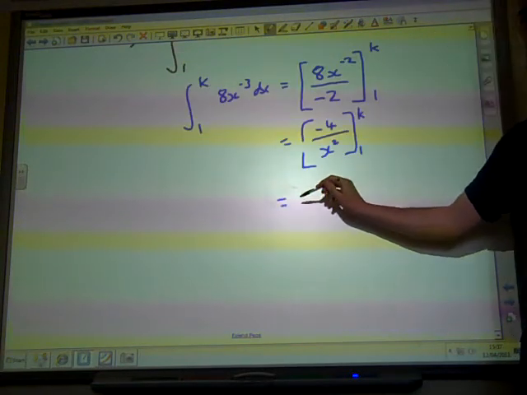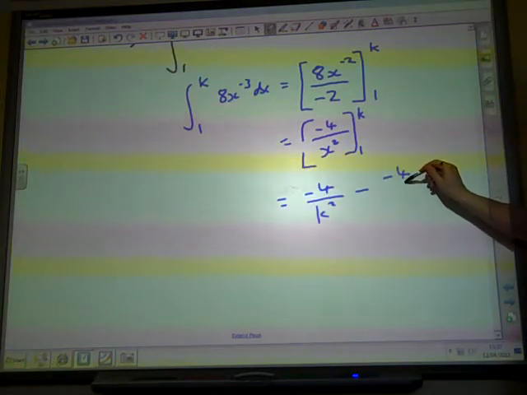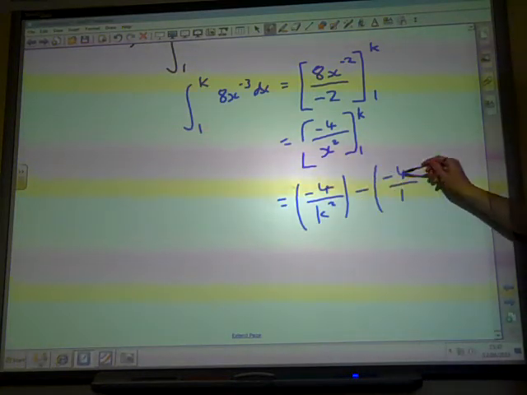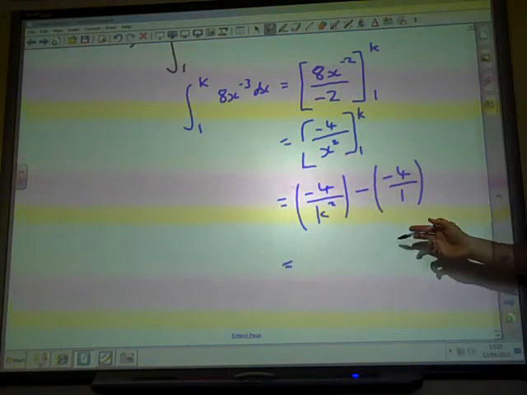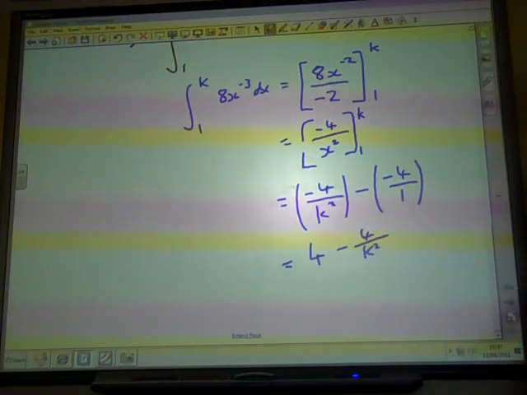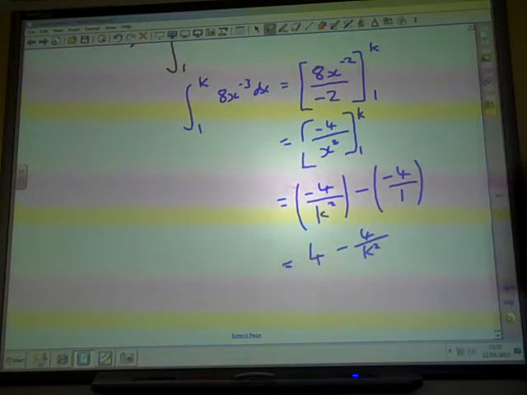And if we sub in those values, that's minus 4 over k squared, take away minus 4 over 1. I would like to tidy that up. I've got a minus 4 over 1, which is just 4, take away 4 over k squared. Now that wasn't that hard, and we're not quite there yet because we introduced k. And remember, we introduced k because we didn't feel comfortable dealing with infinity. So let's go back and see what happens with infinity now.